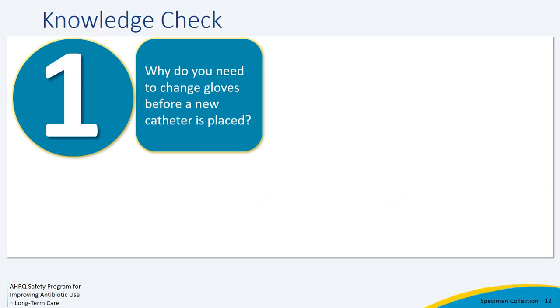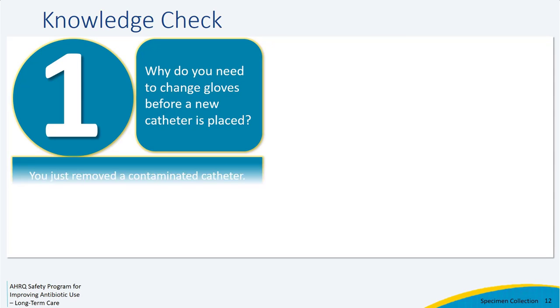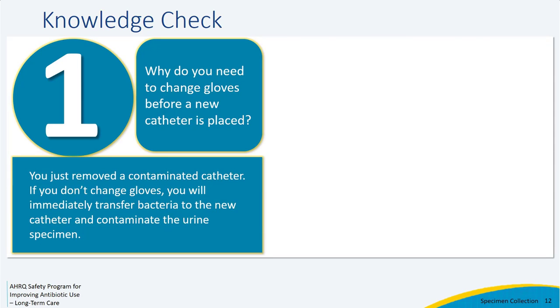Now it's time for a quick knowledge check. Try to think about the correct answer to these questions, and then we will review. First, why do you need to wash your hands and change gloves before a new catheter is placed? You just removed the contaminated catheter. If you don't wash your hands and change gloves, you will immediately transfer bacteria to the new catheter and contaminate the urine specimen.